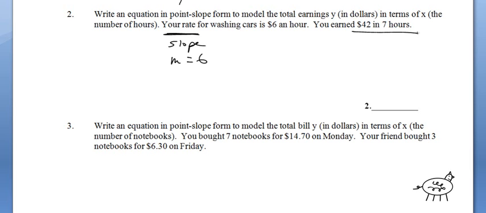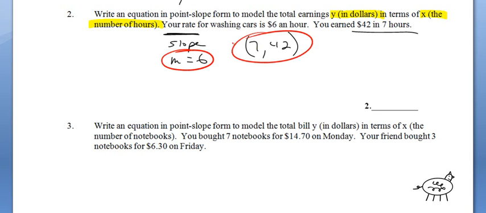Again, I'm telling you it's a rate, $6 an hour. That is going to be your variable cost. And then you earned $42 in 7 hours. Remember, y is in dollars and x is the number of hours. So the point is the number of hours, which is 7, comma, $42. I just gave you a slope and a point, and I want you to come up with an equation. That's really easy now, isn't it?